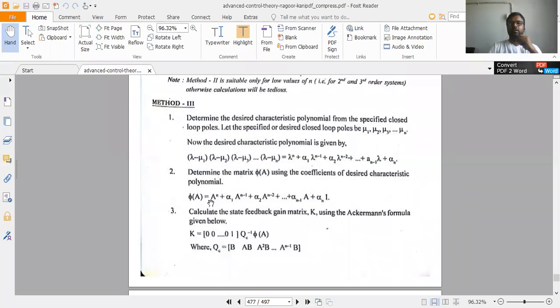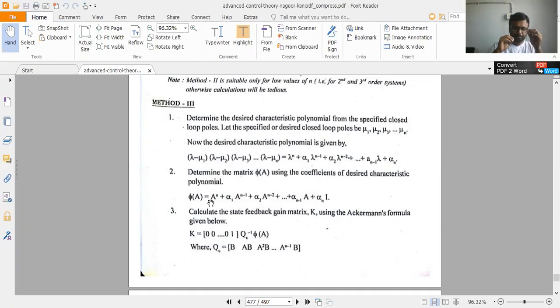Okay, this alpha 1, alpha 2, alpha n minus 1 and alpha n are nothing but the coefficients of the desired characteristic equation. So while solving problems regarding the determination of the state feedback gain matrix, we can use any method. There is no specific representation. If he has asked us to determine it using a specific method, we have to choose that one.